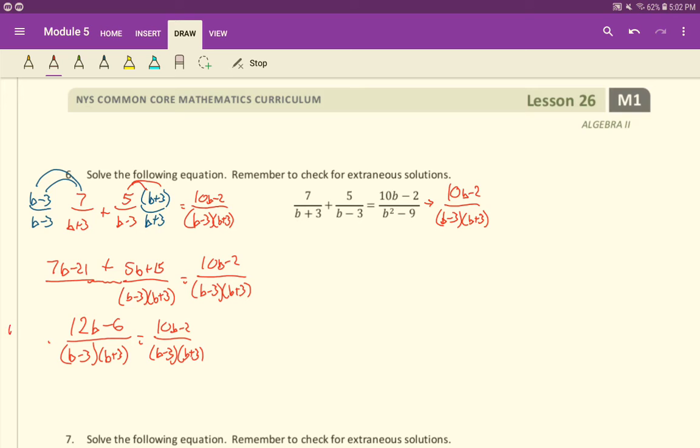Okay, multiply both sides by b minus 3 and b plus 3 to get rid of that denominator. So they're gone, and we have 12b minus 6 equals 10b minus 2. Okay, I'll put that up here.